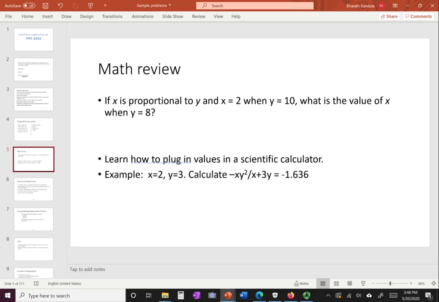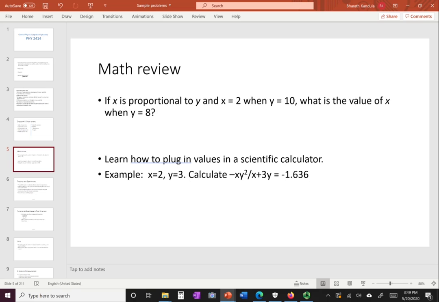This is about proportionality. Here, if x is proportional to y, and x is equal to 2 and y is equal to 10, what is the value of x when y is equal to 8? This is a simple proportionality problem.